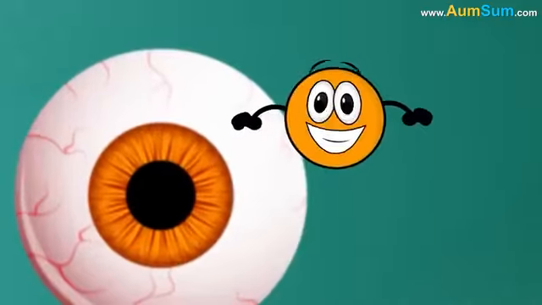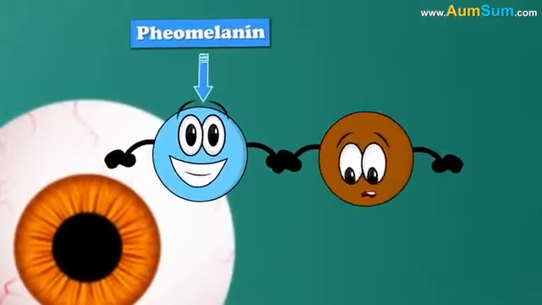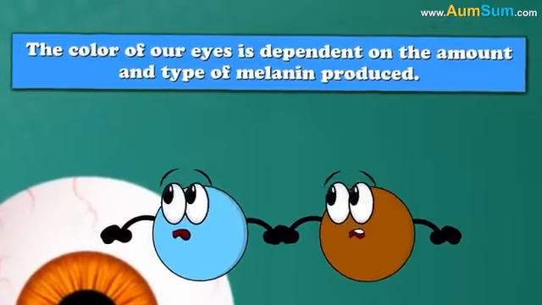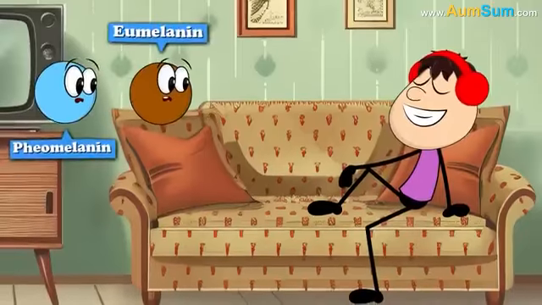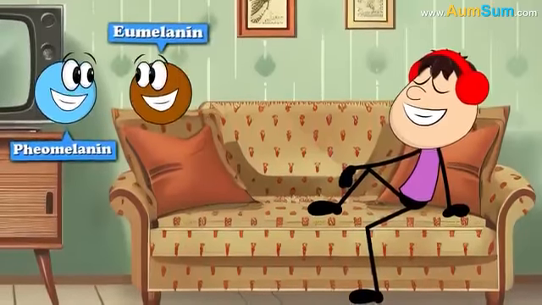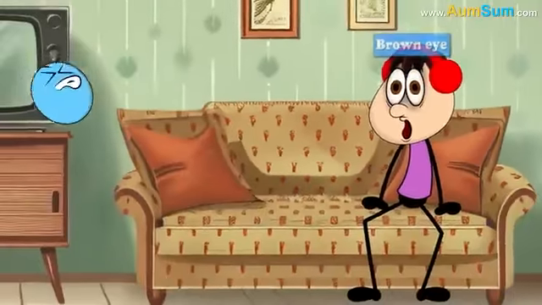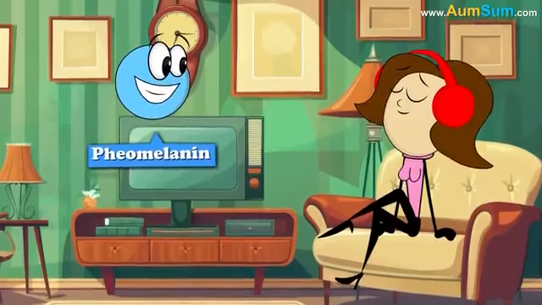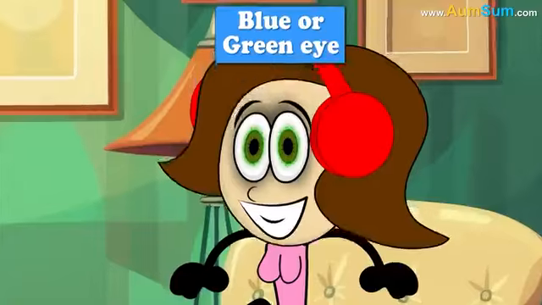Iris contains a pigment called melanin. Melanin is of two types, pheomelanin and eumelanin. The color of our eyes is dependent on the amount and type of melanin produced. If we have more melanin with higher concentration of eumelanin, then we will have darker eye color, such as brown. However, if we have less melanin with higher concentration of pheomelanin, then we will probably have blue or green eyes.